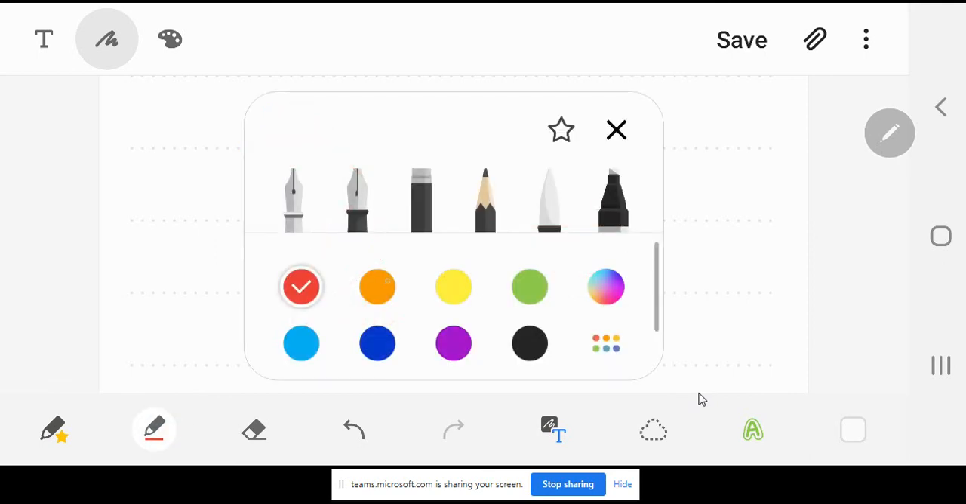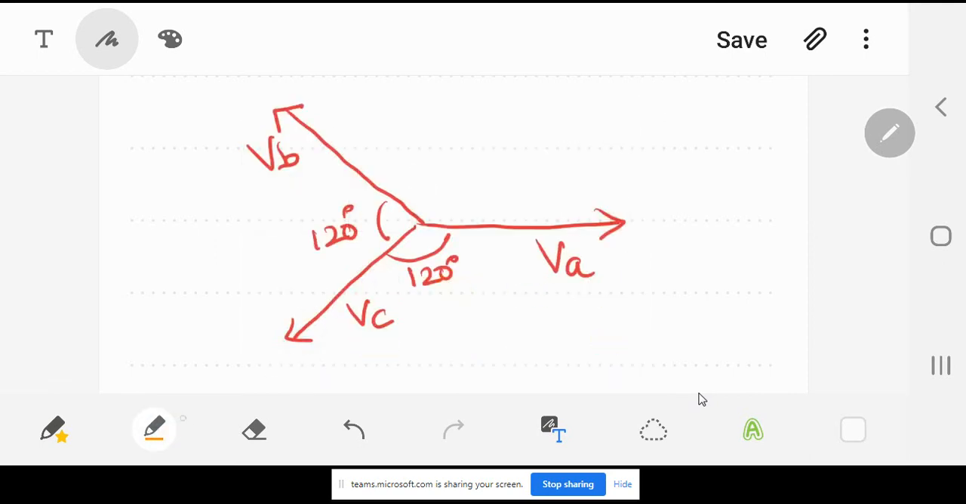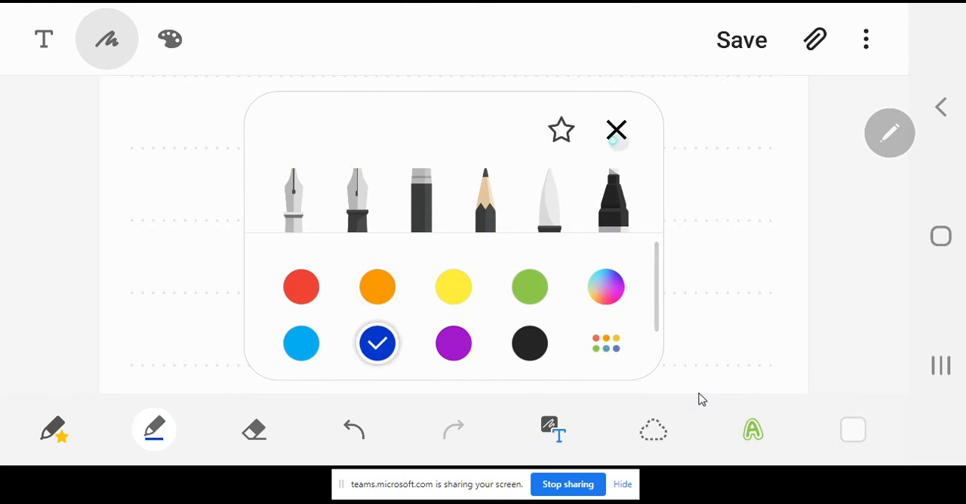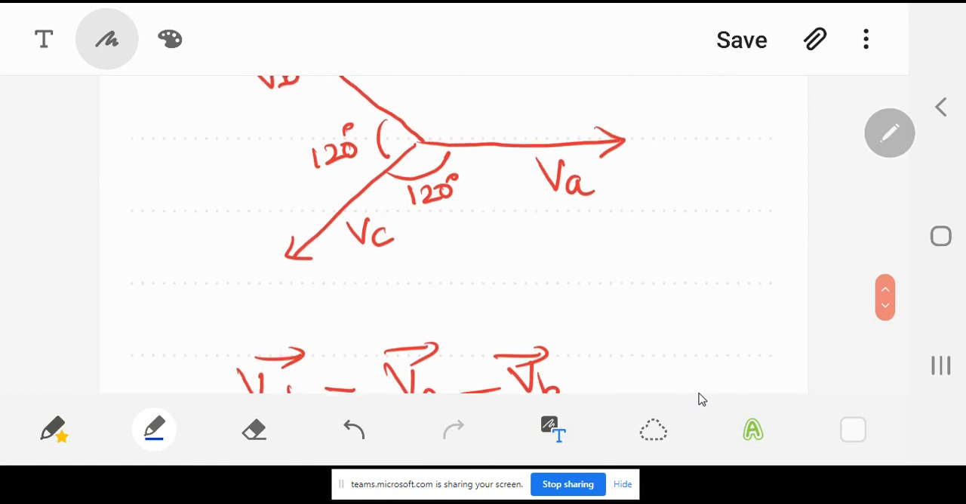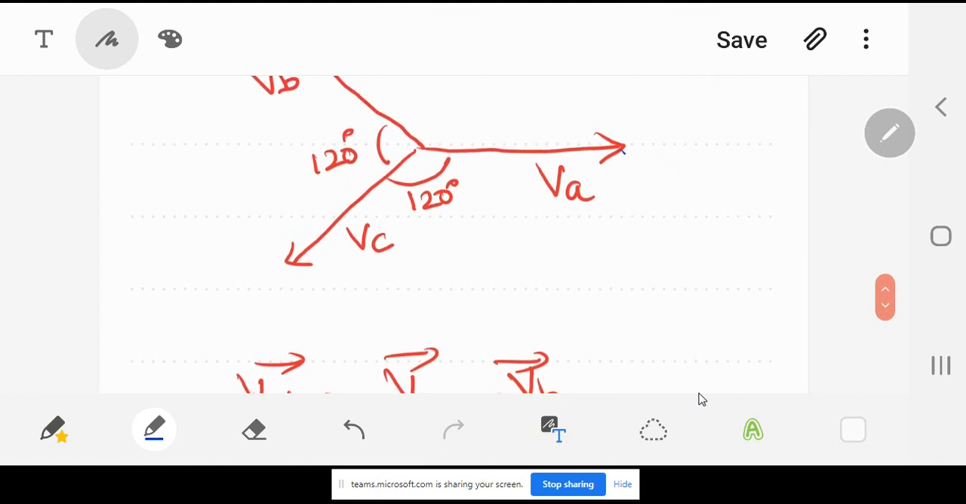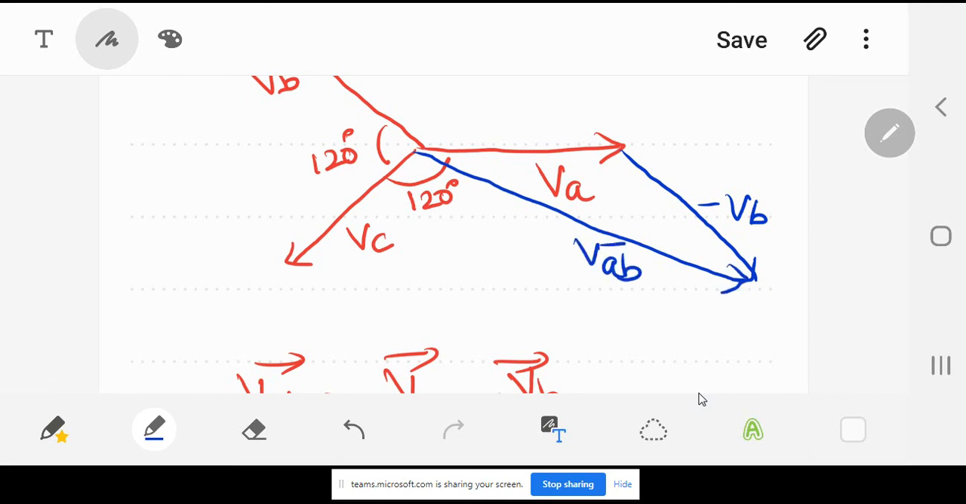So now I'm going to change the color, let me use a little bright color. Now when I have VA, I have to place this VA minus VB. Now VB is this vector over here in this form. Now when I want to oppose it, I'm going to replace it. This is going to be my minus VB. I hope this is correct. So VA minus VB is equal to this length, and this is VAB over there.